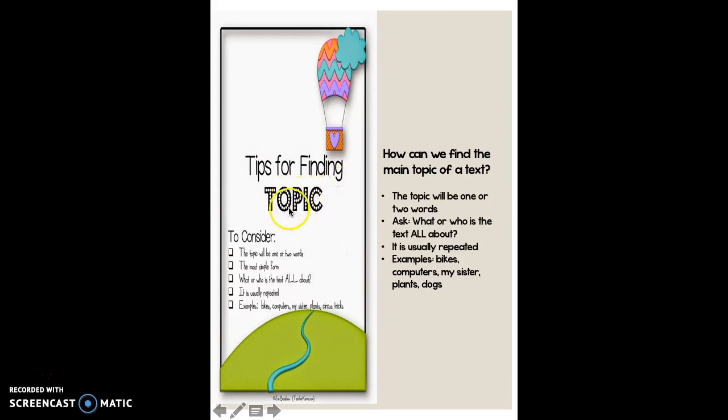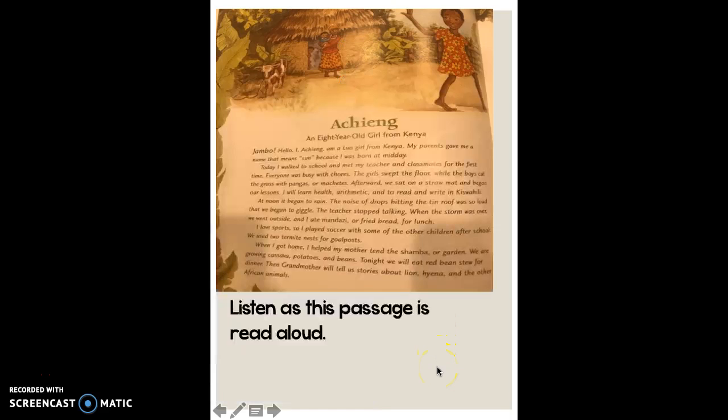Tips for finding topic. Okay, how can we find the main topic of a text? Well, the topic will be one or two words, sometimes a few more, but it's usually a phrase. And when we want to find the main topic, we ask ourselves, what or who is the text all about? It's usually repeated, and some examples are bikes, computers, my sister, plants, dogs. Those are some examples of different main topics that we may find in a text.